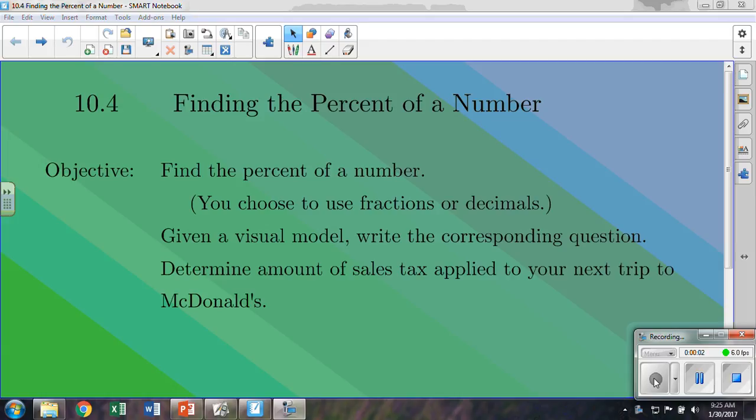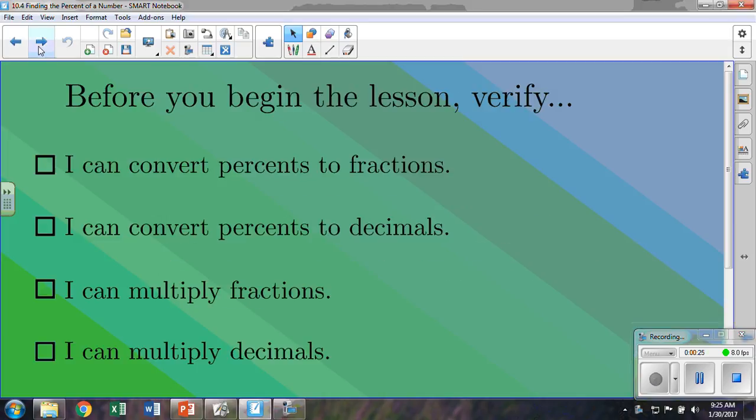Alright, with this lesson we're going to focus on finding the percent of a number. And in order to do that, you get to choose which way you want to do it. You can do it with fractions or percents. That's entirely up to you. We'll also focus on writing down a question based on a visual model, and also see how this stuff could actually be used when you're determining something like sales tax.